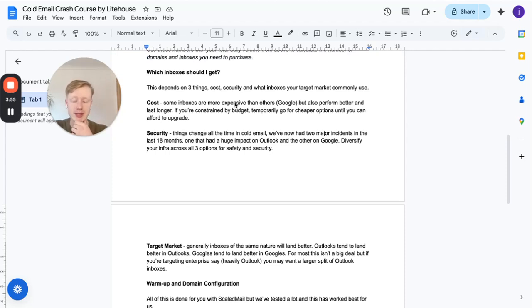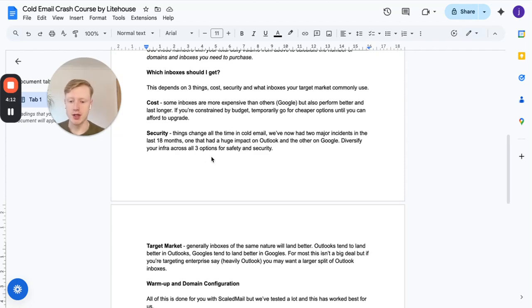Google's are probably the most expensive, but they tend to get better results and they tend to last longer as well. And so, if you are temporarily constrained by budget, maybe you want to go with a cheaper option, more SMTP, maybe a bit more Outlook. And then when you can afford to, you can diversify.